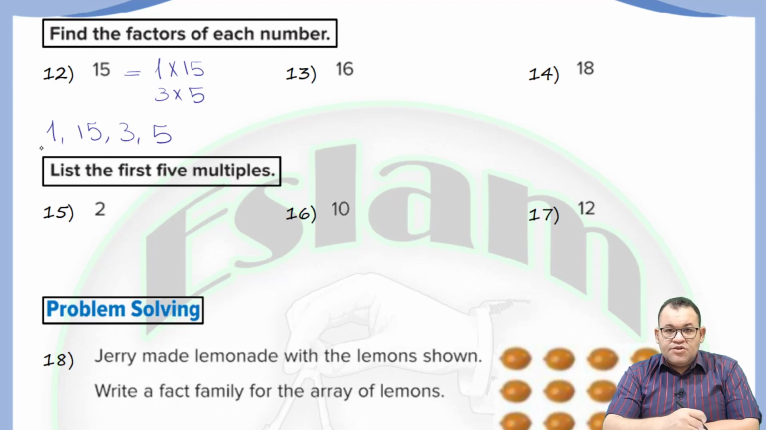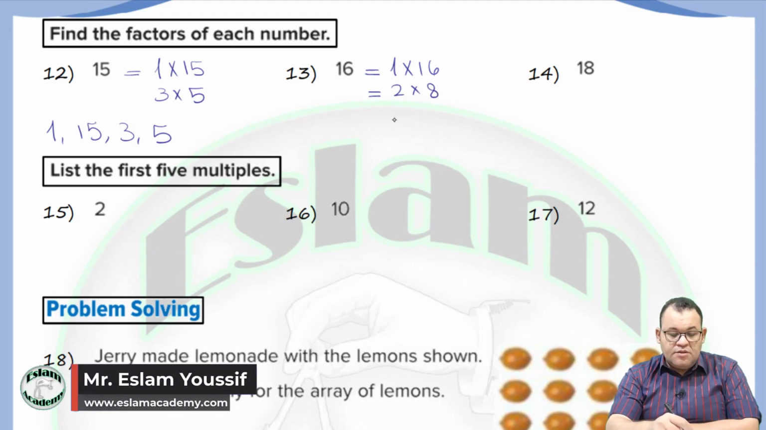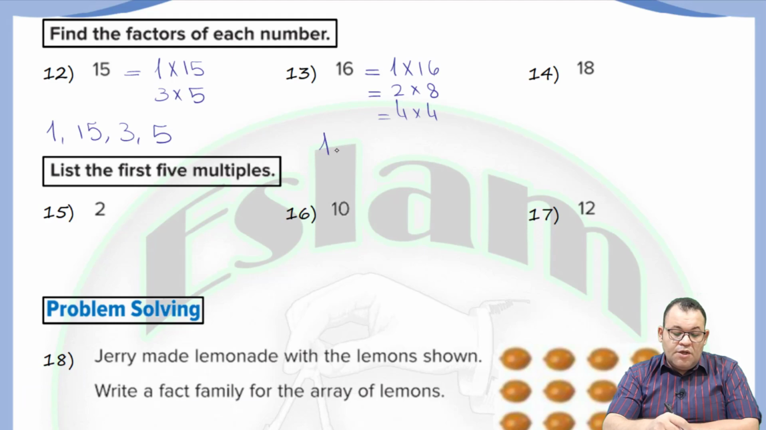Also for question number 13, we need to find the factors of 16. As we said before, to start writing the factors, just write 1 multiplied by the number itself. Now check if you have any other factors or not. You will find that we have 2 times 8 equal to 16. And we also find 4 multiplied by 4 equal to 16. So the factors of 16 are 1, 16, 2, 8, and 4.